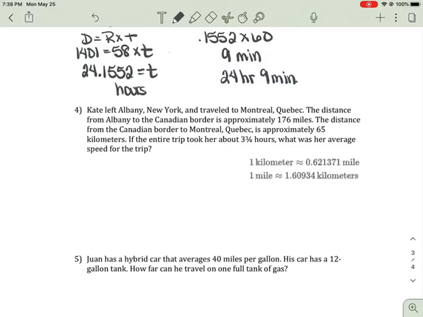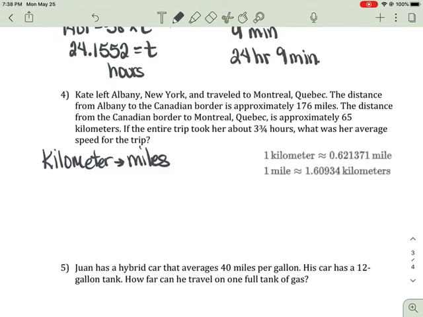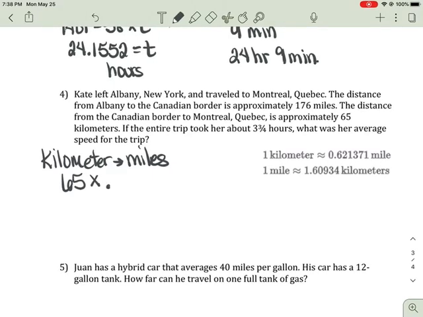I'm going to go with miles. So we're going to take our kilometers and convert them to miles. We're going to take our 65 and times that by how many miles per kilometer? 0.621371. So we're going to multiply those together. I have my decimal in the wrong spot, that's why it didn't look right. There we go. It couldn't be 4 miles. So that's going to be 40.389. Okay, so that's how many miles.